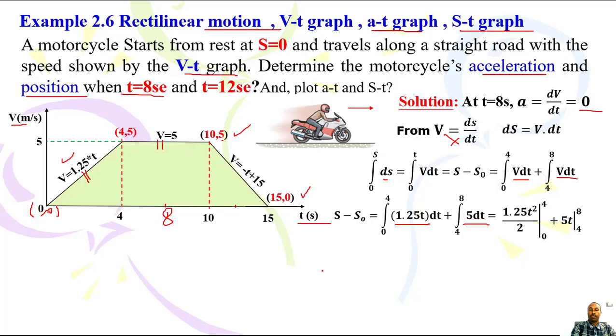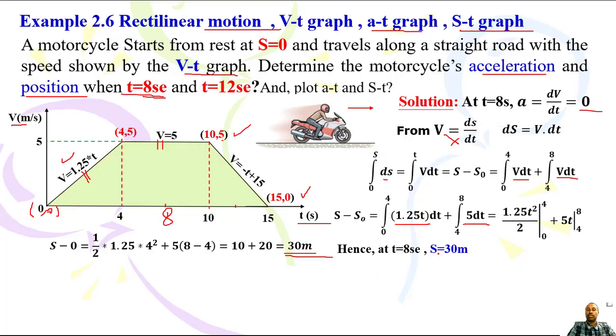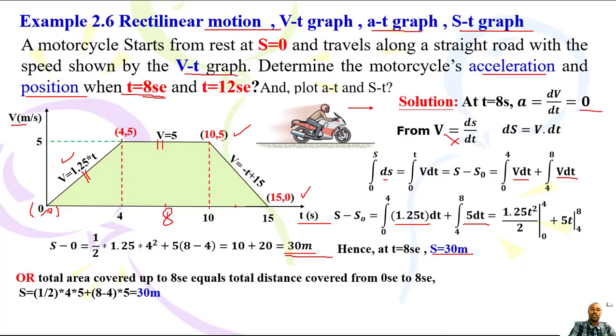So you will have the total distance. The position at 8 seconds will be 30 meters. Hence, at 8 seconds, s will be 30 meters. Then the total area covered up to 8 seconds equals the total distance covered from 0 to 8 seconds. So, the summation of area 1 plus area 2, triangle plus rectangle up to 8.